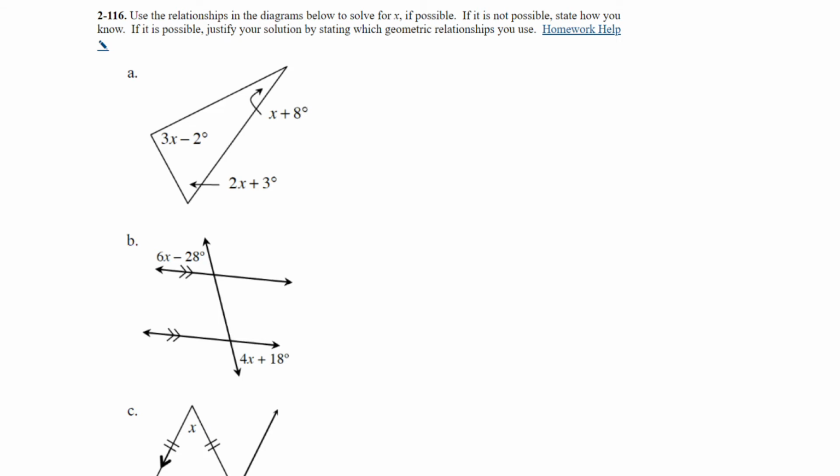So since we're looking at a triangle in part A, and it's given us the 3 measures of the angles in terms of x, we can use the triangle angle sum theorem to say that all 3 of these angles, 3x minus 2 plus x plus 8 plus 2x plus 3, those all 3 should add up to 180 degrees.